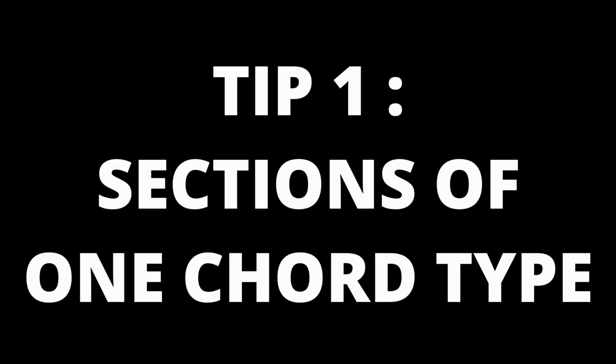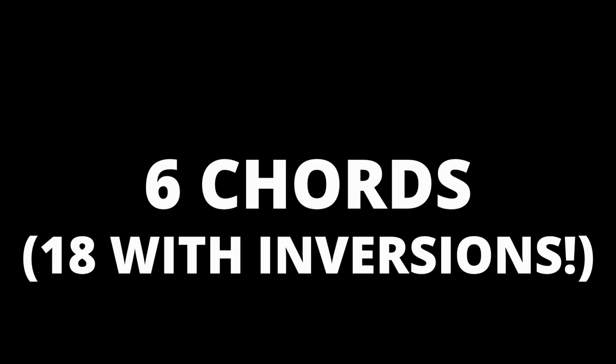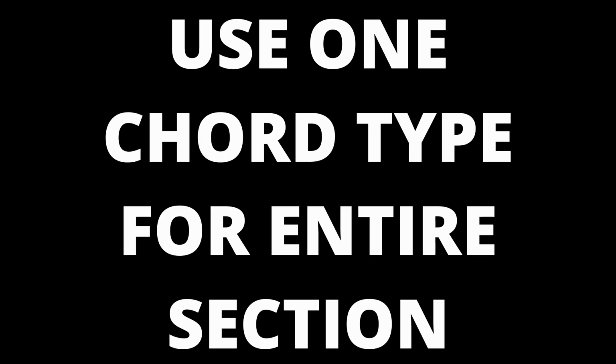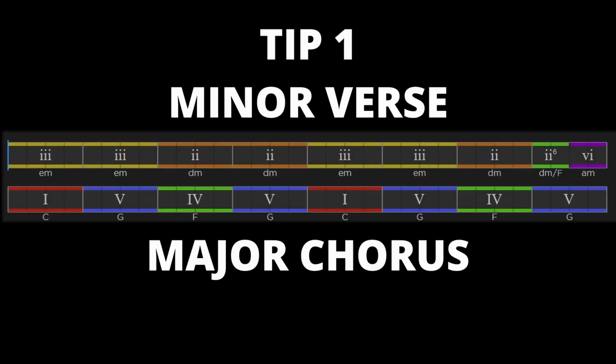Tip number 1. Sections can be entirely major or entirely minor. Because we have 6 chords to choose from, a section can be constructed using only one type of chord. This can allow us to contrast the mood between different sections more effectively by focusing on a single type of chord. For example, a verse could be minor so that when we move to an entirely major chorus, the change in mood elevates the chorus. In the key of C major, it could look like this.